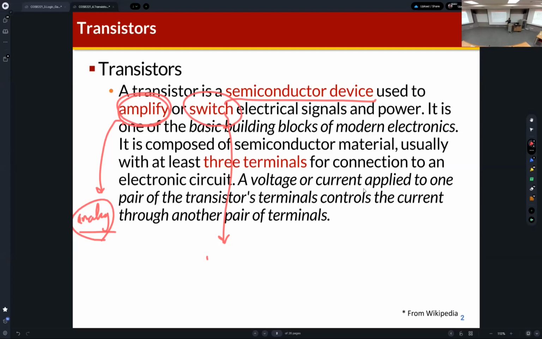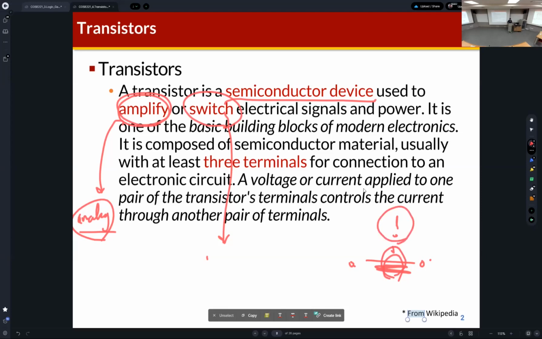The transistor works like this. Actually, you can understand a transistor as a controllable switch. So what does that mean? A transistor has three nodes, and we can control the turning on or turning off of these two nodes using the control knob of the transistor.